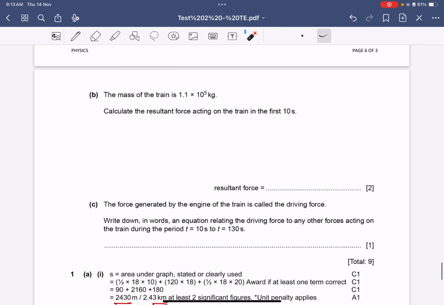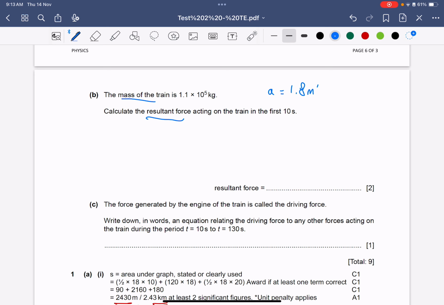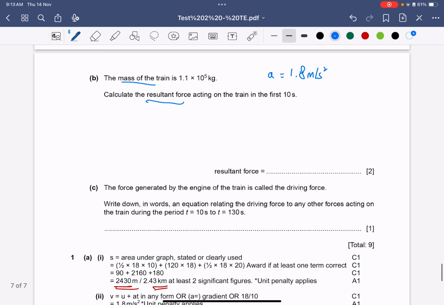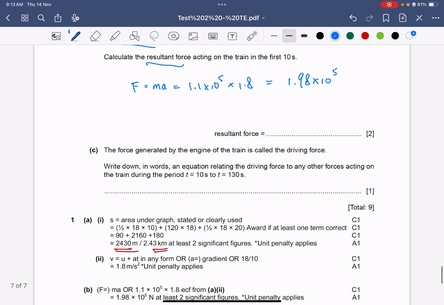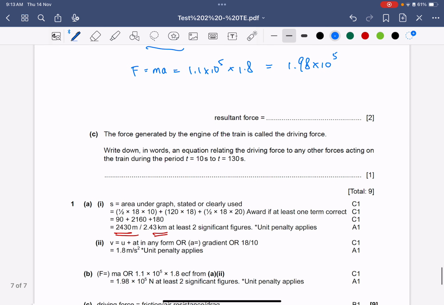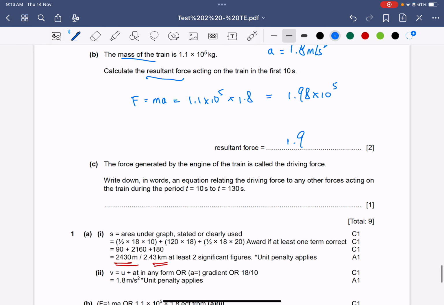Okay, find the resultant force in the first 10 seconds. Well, resultant force, you're given a mass. The acceleration is also fine, it's 1.8 meter per second squared. So therefore, you just use F equals ma. 1.1 times 10 to the power 5 times 1.8. So this is 1.98 times 10 to the power 5. Is it? Yes. My mental math is okay.